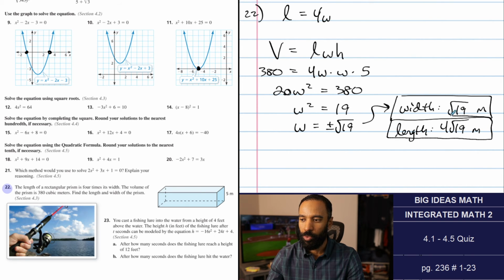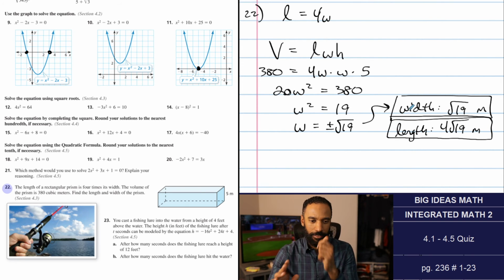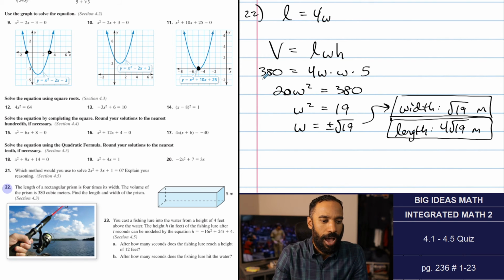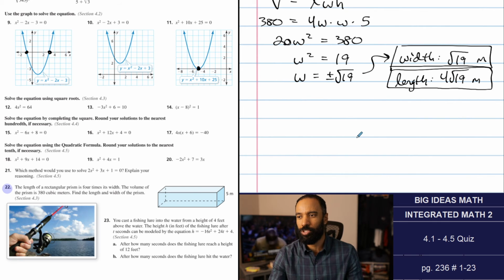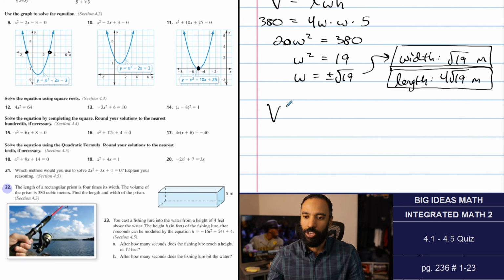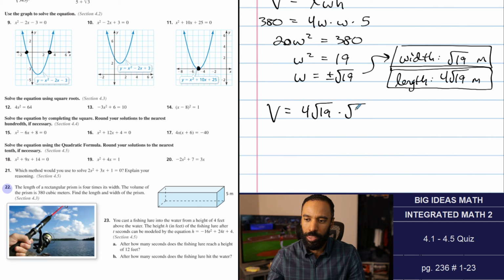I want to make sure I didn't screw anything up along the way. I very well could have. But we don't need a calculator. Volume is length times width times height. Let's just make sure that everything calculated right. 4 times 5 is 20. Root 19 times root 19 is 19. And 20 times 19 is 380.